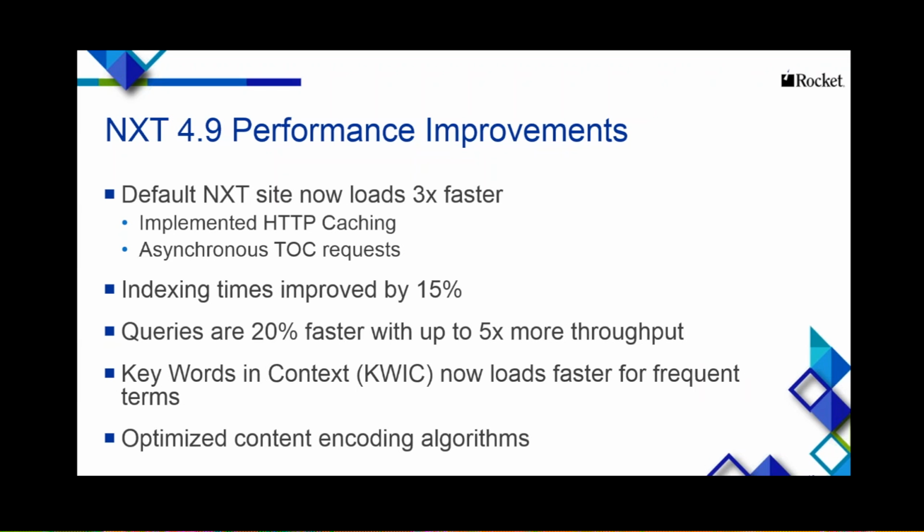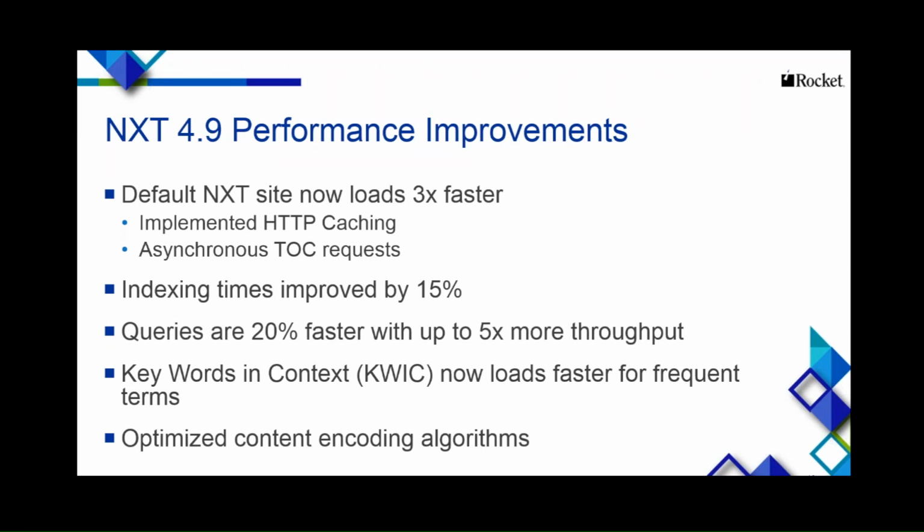But even without HTTP caching, the site still loads from scratch 3 times faster due to various other improvements, one of which is that we've implemented asynchronous TOC requests. So rather than request the table of contents to be populated in series, we now issue multiple requests at the same time and get the results back so we can display the table of contents more quickly.